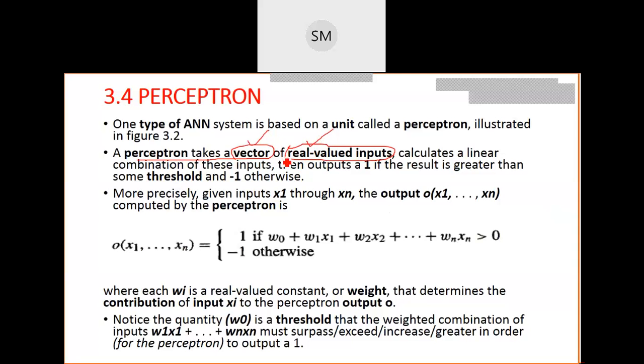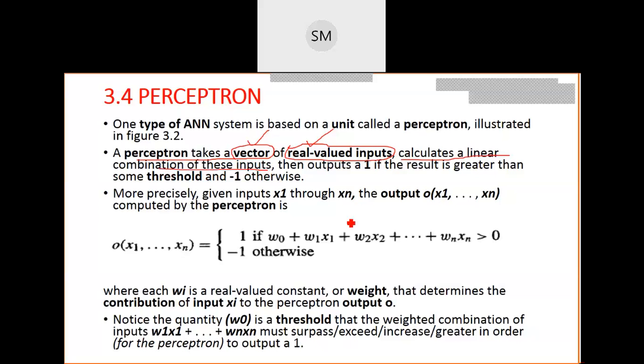Then what does it calculate? It calculates a linear combination of these inputs. Linear combination of these inputs means what? The inputs are x1, x2, x3 up to xn, and along with these inputs there are some weights. Because of that we use the word combination: X1 W1, X2 W2, X3 W3, X4 W4, like this, up to Xn Wn. And since we can start from X0 W0 also, X0 W0, X1 W1, X2 W2, like this.